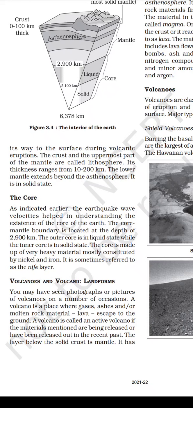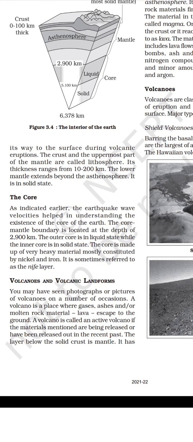Take a look at figure 3.4, the interior of the earth. 6378 kilometers solid, 5100 kilometer liquid core, 2900 kilometers mantle, asthenosphere, crust 0 to 100 kilometers thick, lithosphere: crust and uppermost solid mantle.